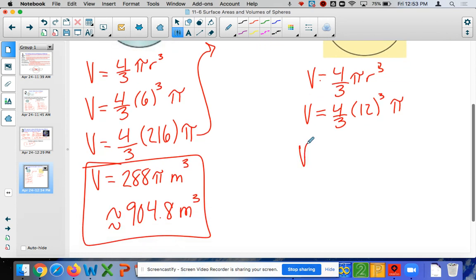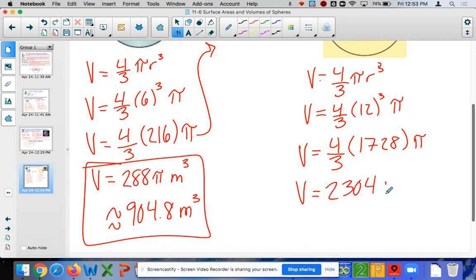Big number here coming in. It is 4/3 times 1,728 times pi. In terms of pi, 1,728 times 4 divided by 3, you get 2,304 pi millimeters cubed. Rounded to the nearest tenth, your volume is approximately 7,238.2 millimeters cubed.